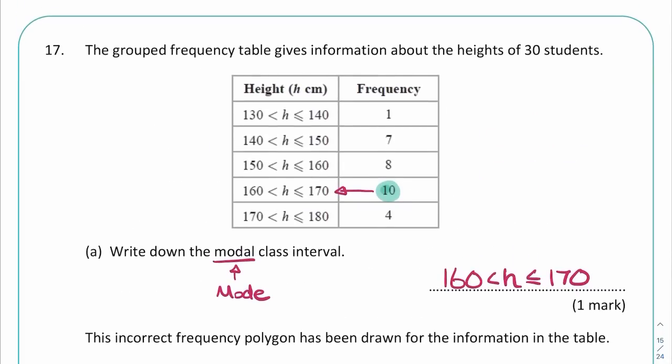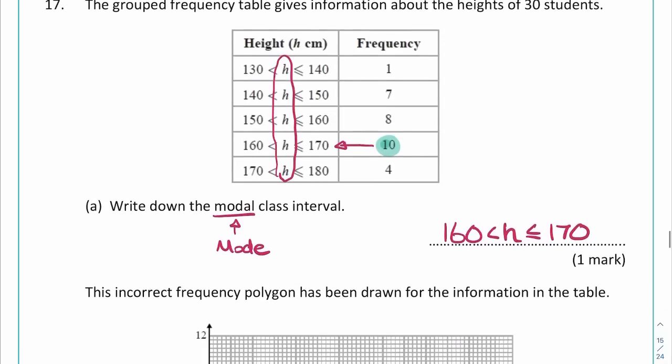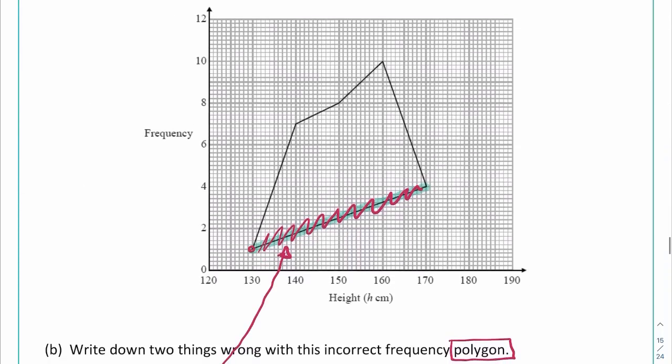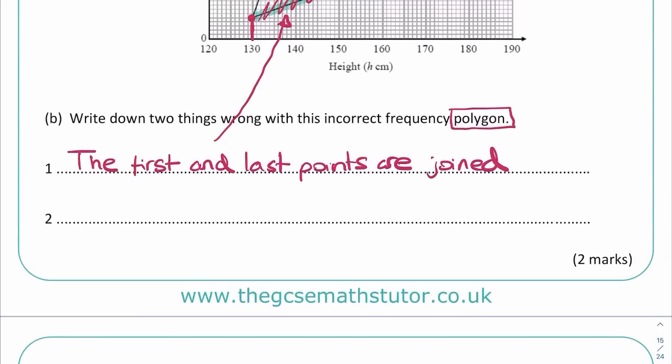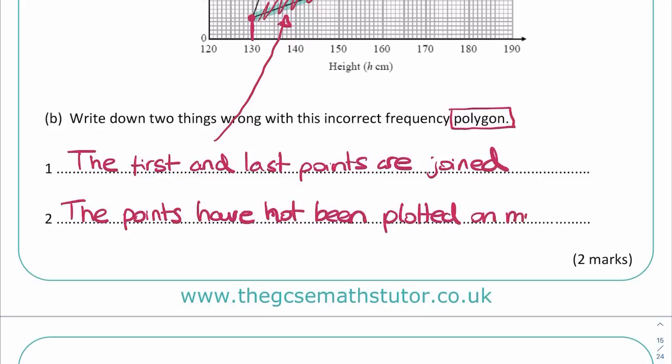So looking at the table here, it has to be plotted on the midpoints. So we're looking in the middle here, which we've done before. We won't necessarily write them down. Let's just have a look. So that top one should be 135, but it's been plotted on 130. So straight away, you can see it's not been plotted on the midpoints. So in terms of describing that, we would just say the points have not been plotted on the midpoints. You could say the midpoints of the class intervals as well.